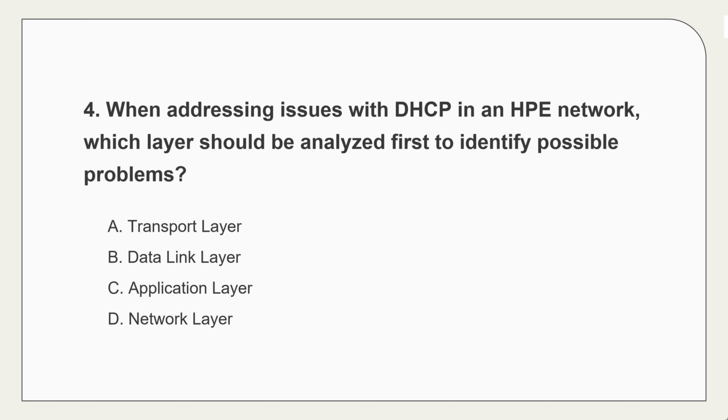So, the correct answer is: DHCP starts with broadcast traffic at the data link layer. Problems like VLAN misconfigurations or unstable links can block DHCP requests, so that's where to start looking.